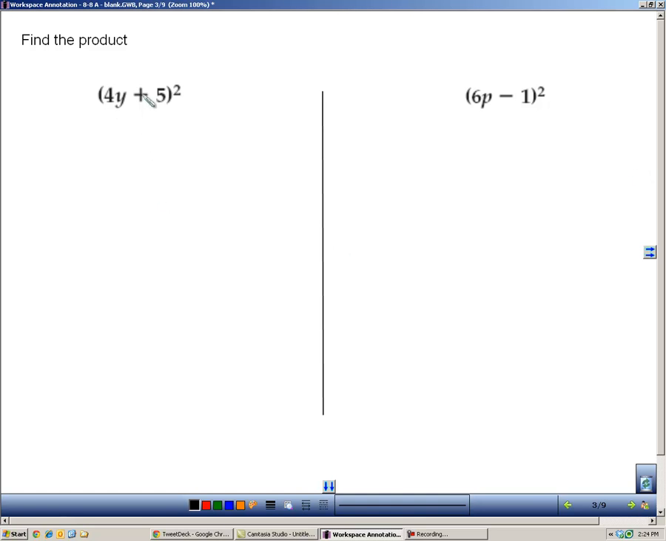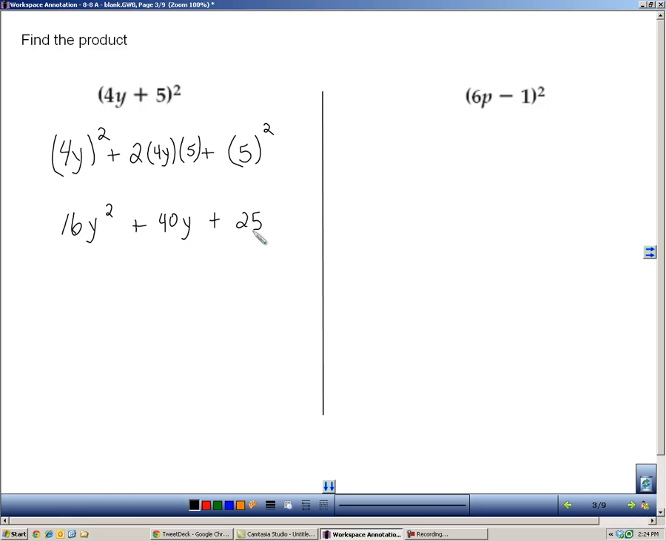Here we have a square of a sum. So according to our pattern, we take the first term, 4y, we square that. We take the last term, the 5, we square that. Plus sign means both of these symbols are pluses, and the middle term is 2 times the first, which is 4y, times the last. So let's simplify that. 16y squared plus 40y plus 25. Now you could break this up into (4y + 5) times (4y + 5) and FOIL it, and you get exactly the same answer. But if you can recognize the pattern, you can save some time.